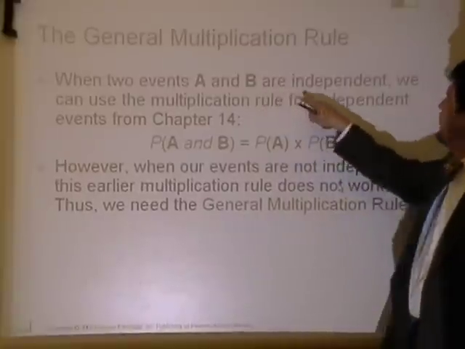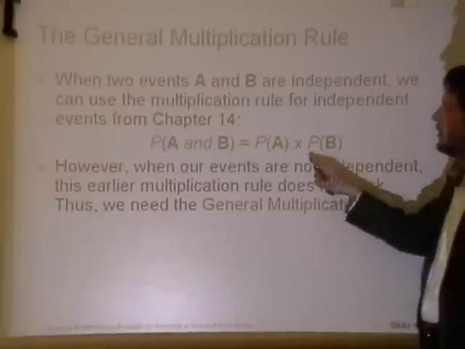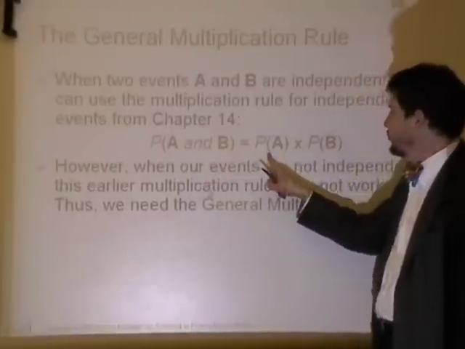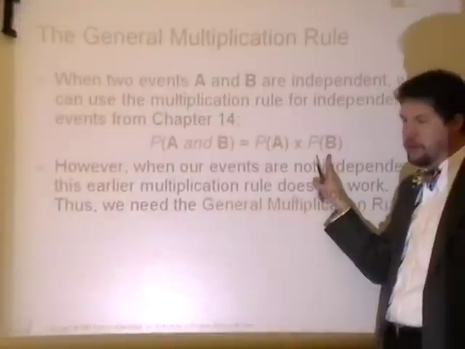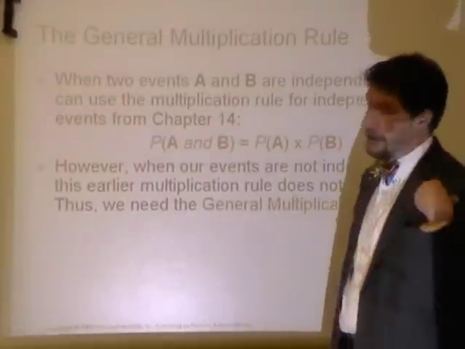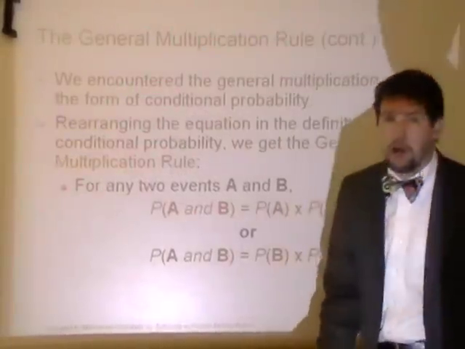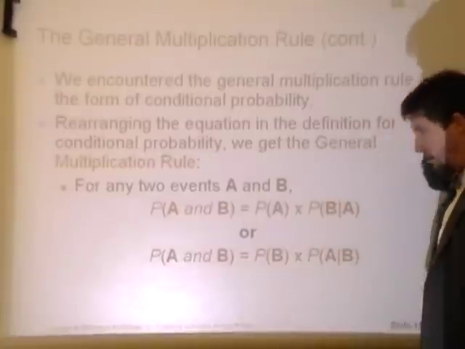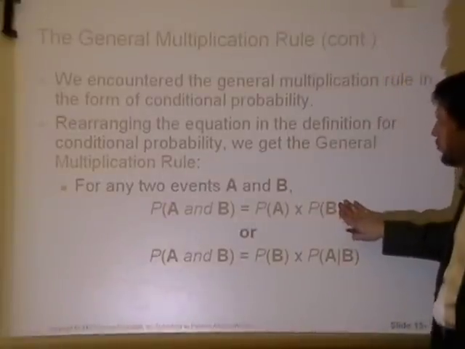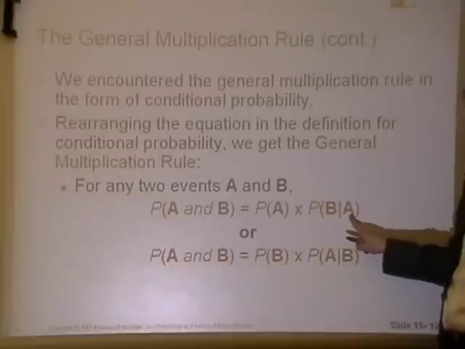When two events A and B are independent, we can use the multiplication rule, which we did before for independent events, and say the probability of event A happening and then event B happening is equal to the probability of A times the probability of B. However, what happens if our events are not independent of each other? Then we're still going to multiply. But instead of multiplying by the probability of event B, we're going to multiply by the probability of event B given that event A has happened already.